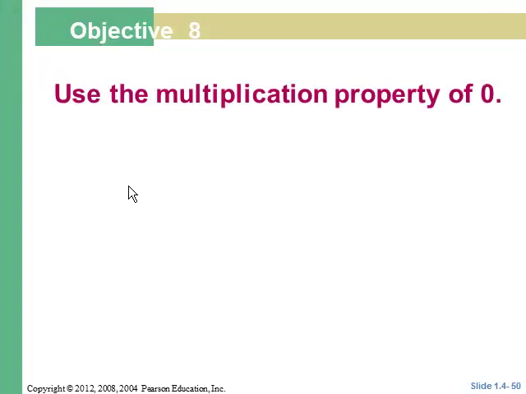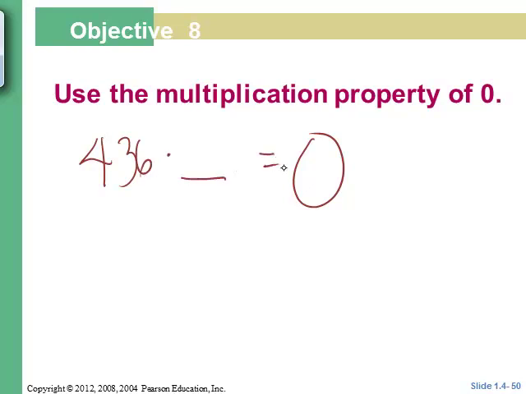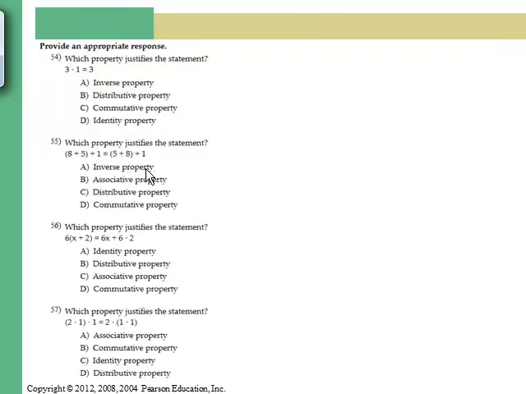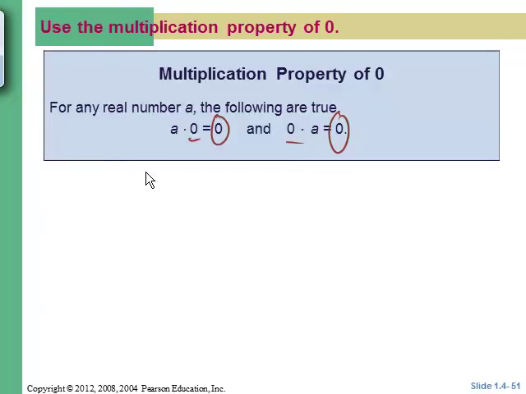How about the multiplication property of 0? I'm thinking of a product whose answer is 0. One of the numbers is 436. What's the other number that you're going to multiply by to get 0? Well, that's 0, right? So if two numbers have a product of 0, one of those two numbers has to be 0. And we're going to use that extensively when we solve quadratic equations later on.